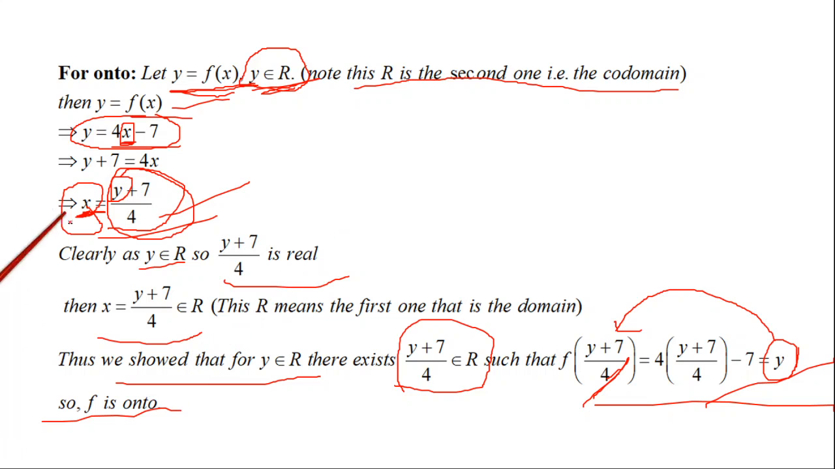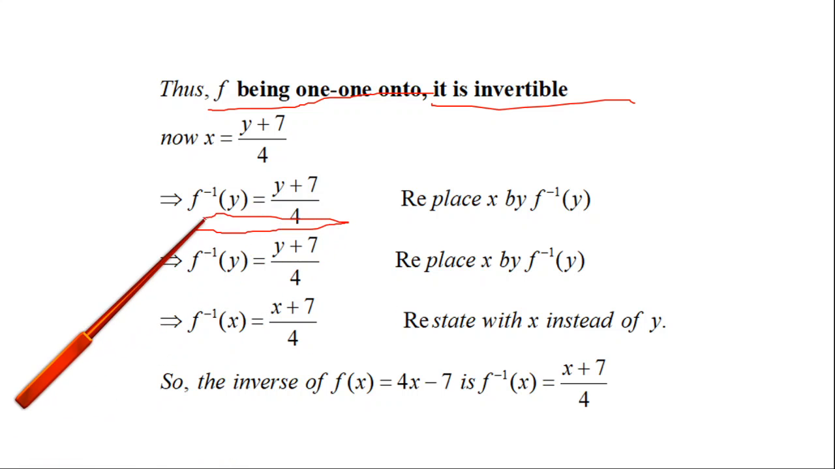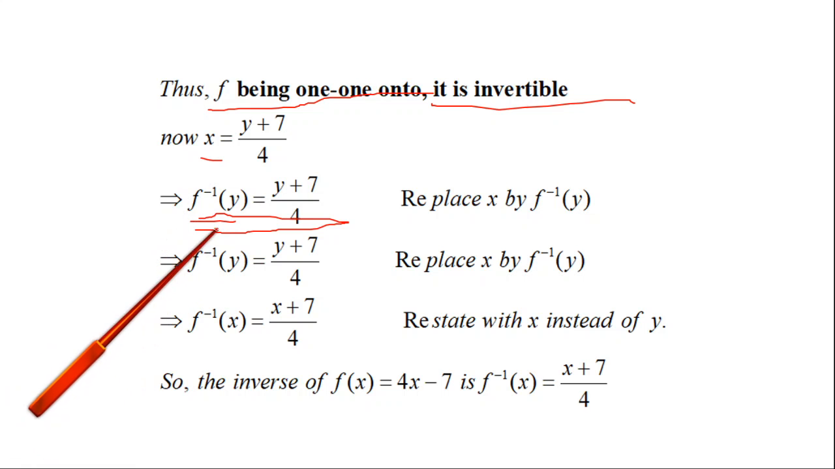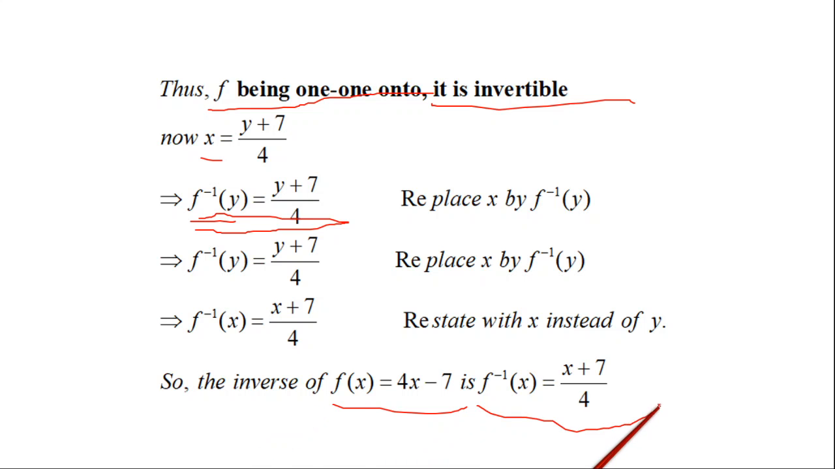In this we need to replace this x by f inverse y. So here we have replaced this x by f inverse y, and in the last step we will replace all y by x. That way we get the inverse of function f. So here the function was defined as this and the inverse of this function is this.